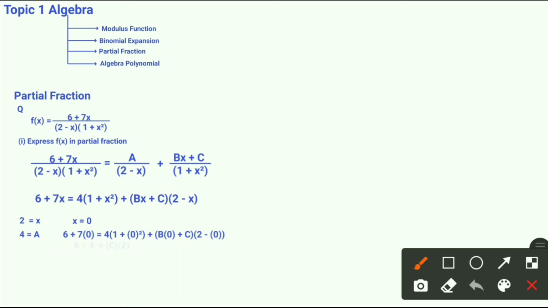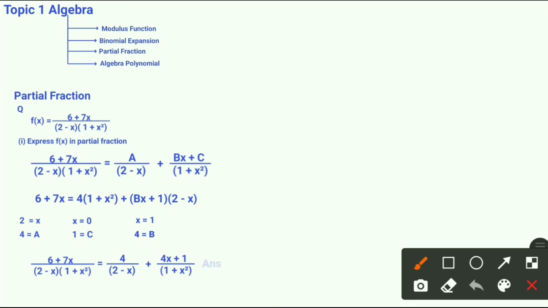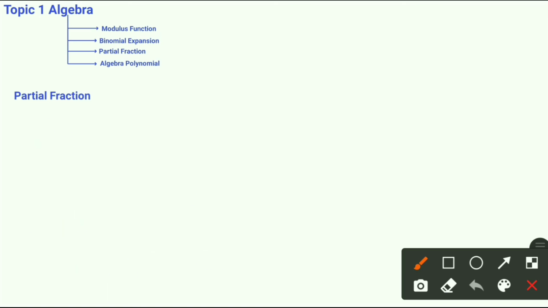If I put 0, then we could find the value of c. Updating it again. There you go. And now what is left is b. Putting 1 as a value, and we have found the value of b. And there you go. Partial fraction of this question is done. This is the answer.